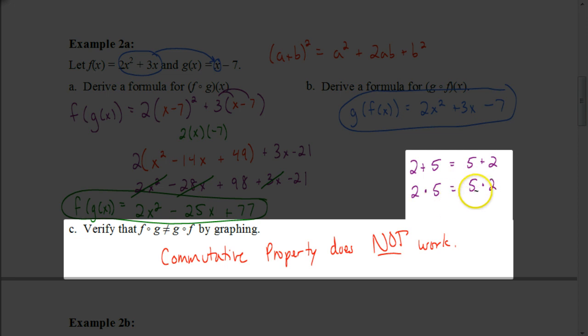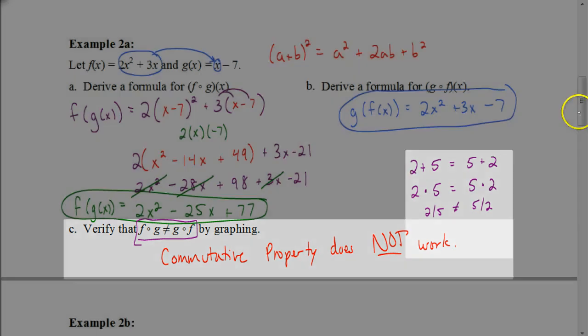Because 2 times 5 is 10, and 5 times 2 is also 10. But the commutative property does not work for division. If I had 2 divided by 5, that's not going to be the same as 5 divided by 2. And it also is true that the commutative property does not work for composition of functions. That f following g is not going to give us the same result as g following f.